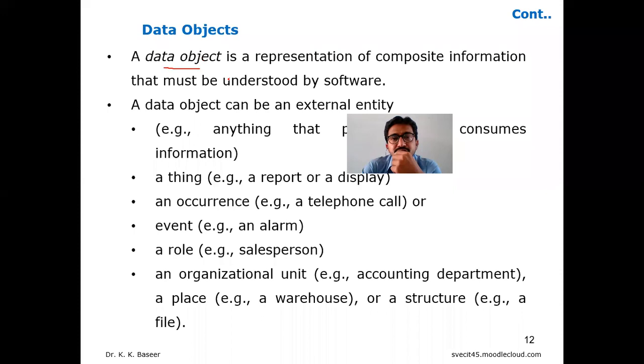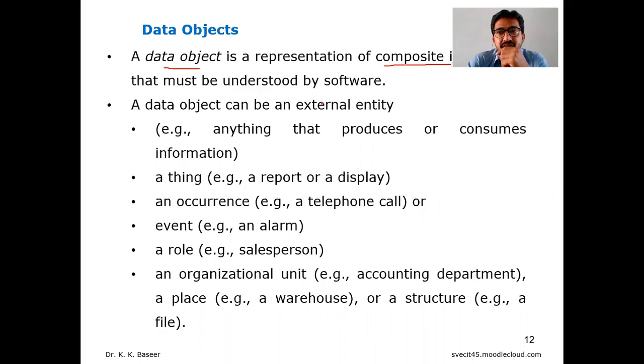So a definition for the data object is: a data object is a representation of composite information. What can we call composite information here? A data is a combination of anything, like an integer combined with a float, some double, a character; all combined and composed together. For example, in a student database, the name is a character, roll number is an integer, marks is a floating point, and address is a combination of others, right? So it's composite information that must be understood by software.